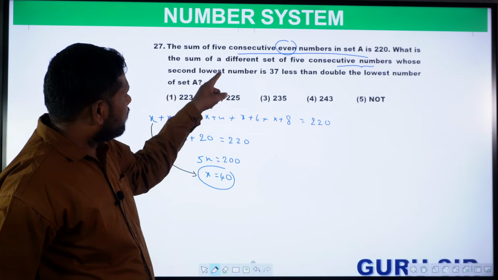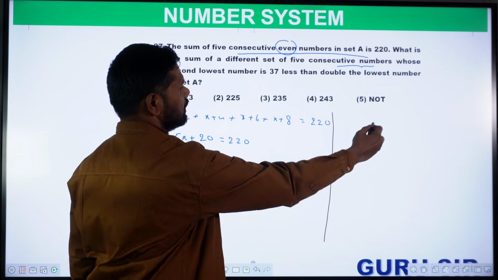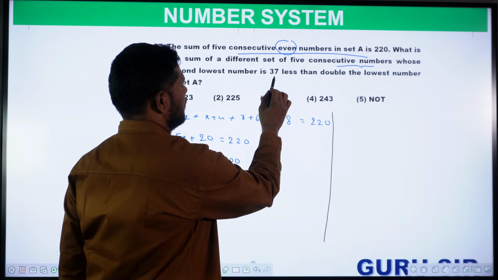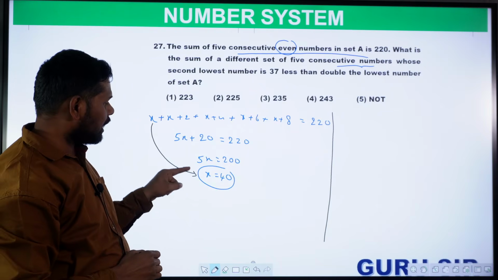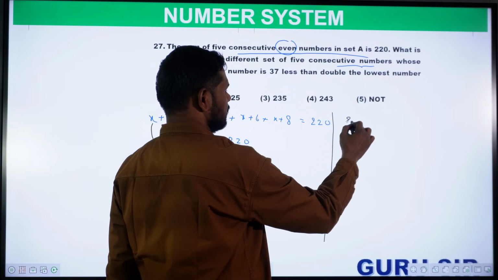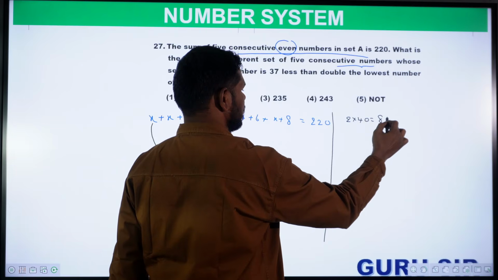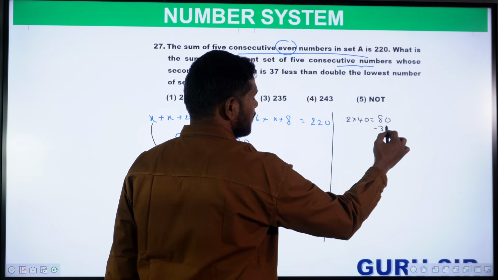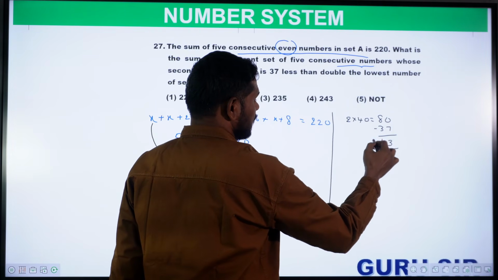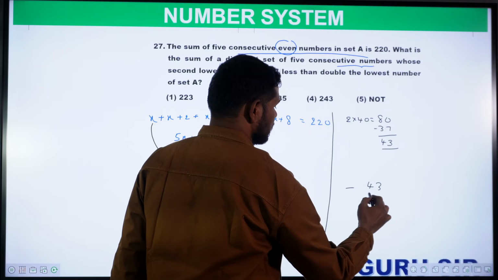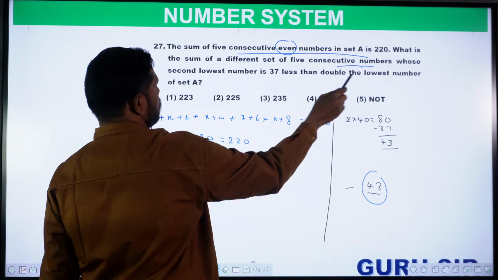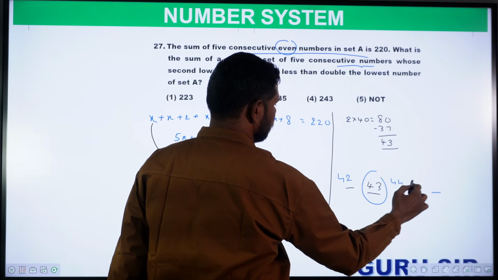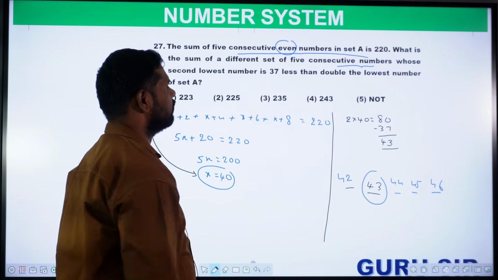Now observe, for the different set of 5 consecutive numbers, the second lowest number is 37 less than the double of the lowest number. Double of the lowest means 2 times 40, which is 80. Subtract 37 and we get 43. That 43 is not the first one, it is the second lowest. So before it is 42, and after it 44, 45. These are the 5 numbers.